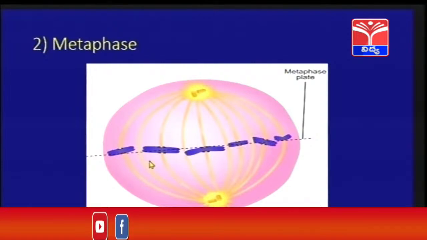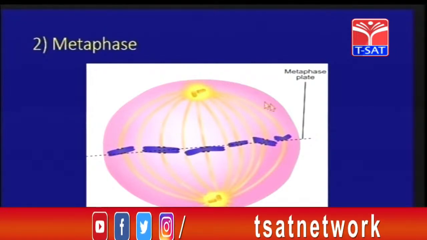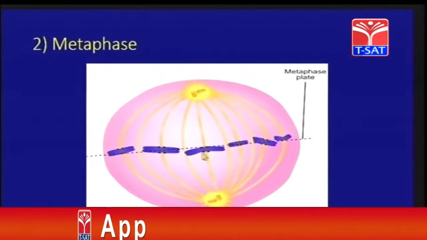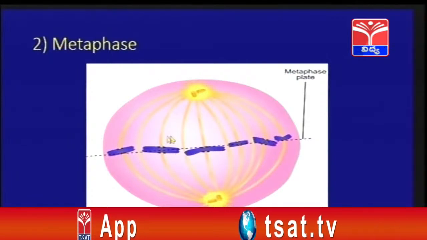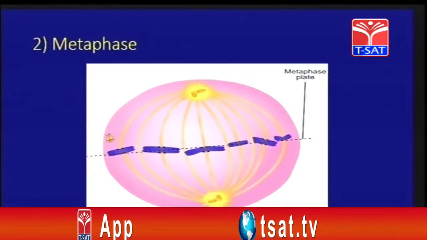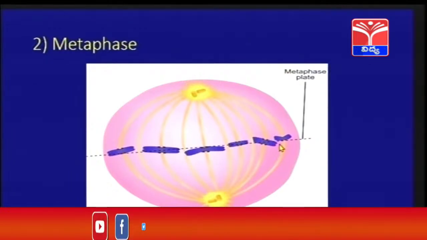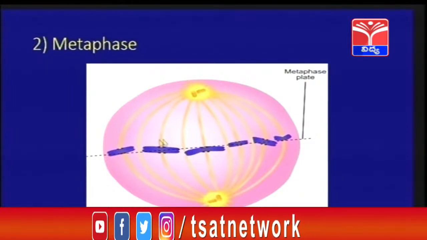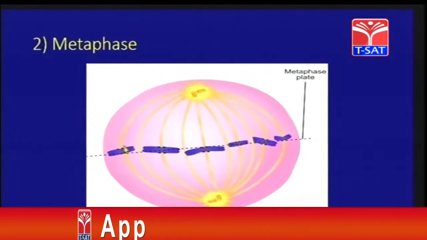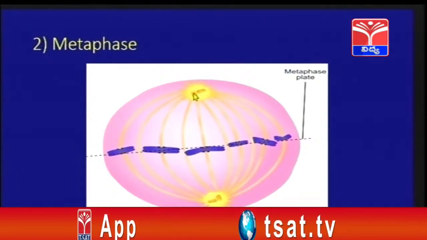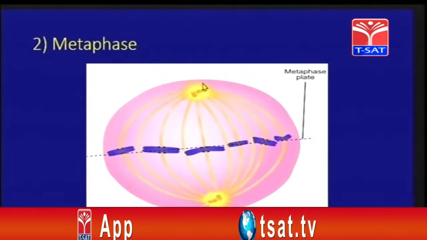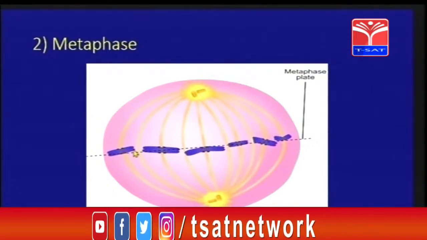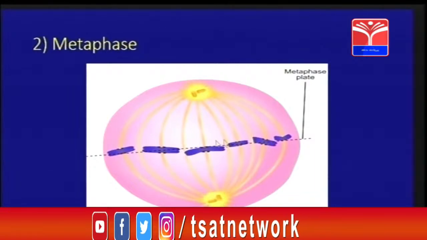Metaphase. As we have observed in prophase, the chromosomes are irregularly arranged in the cell. Whereas in metaphase, you can see the chromosomes are arranged in the middle. In metaphase, chromosomes move towards the middle, that is the metaphase plate. We also call it the equatorial plate. So in metaphase, you can observe the chromosomes are in the middle, attached to the spindle fibers, and this part is the centriole. So the centriole attaches the chromosomes to the spindle fibers, and they are all brought to the middle of the cell.